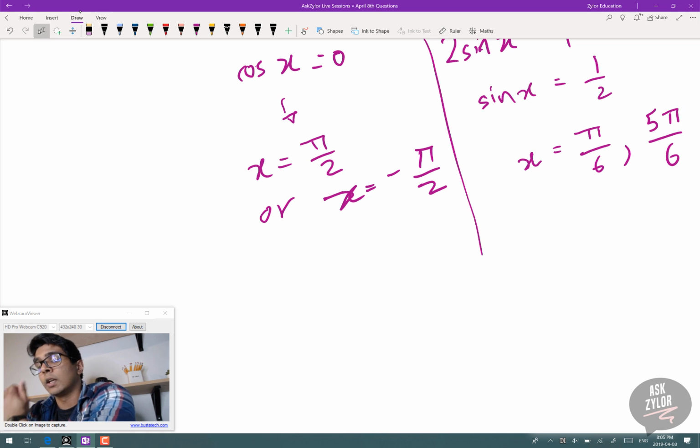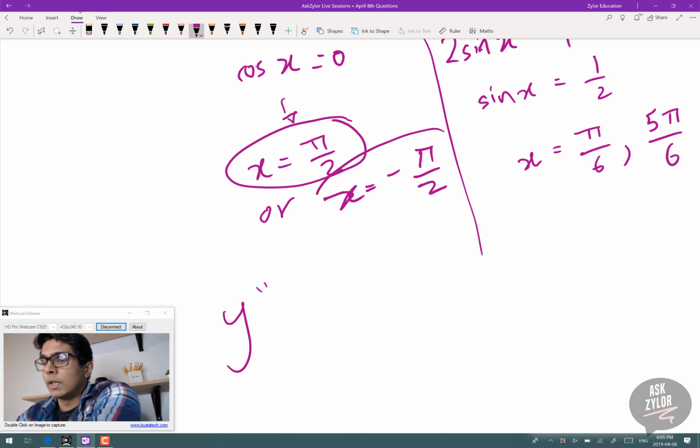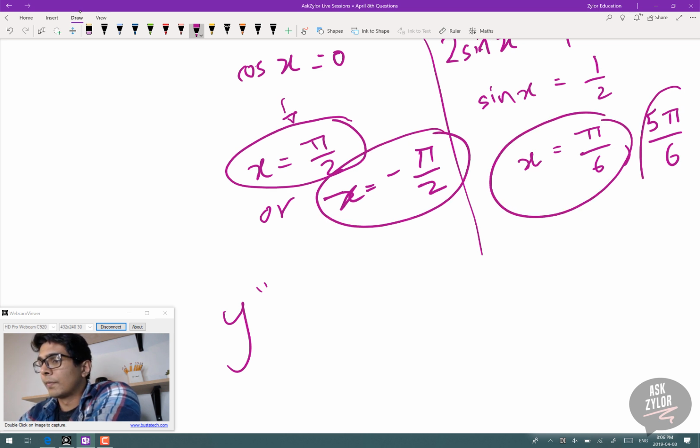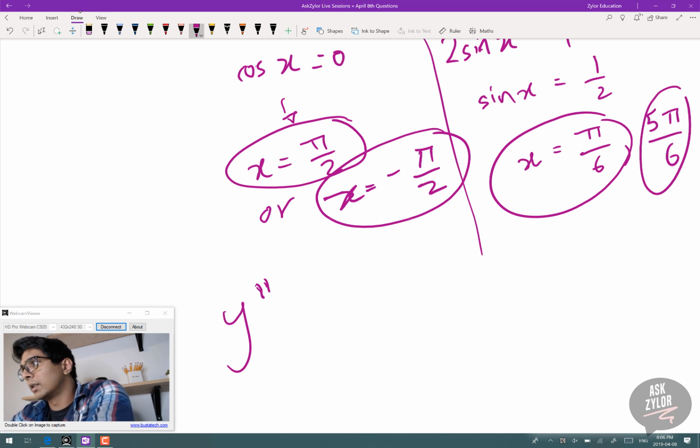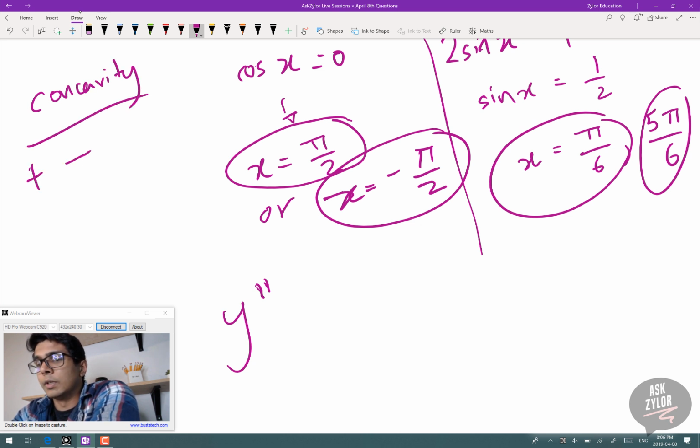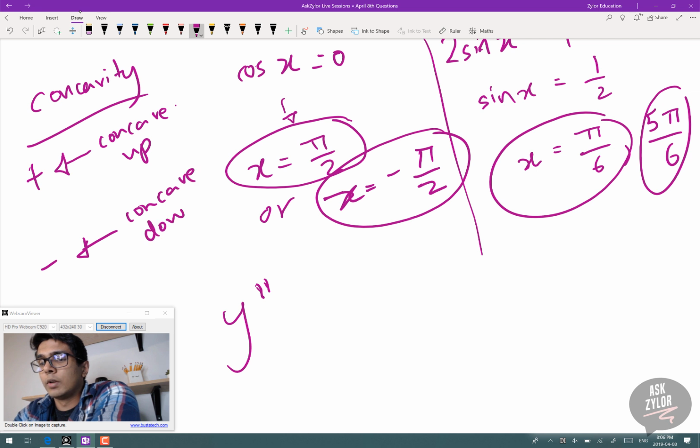So what we're going to do next is the second derivative test. We're going to find the second derivative and plug these points into it, to tell me if it is a min or a max, because my second derivative is talking about concavity. In concavity, if I have a positive number, that means I have concave up. If it's negative, I have concave down. So if it's concave up, that means I have a minimum. If it's concave down, I have a maximum.